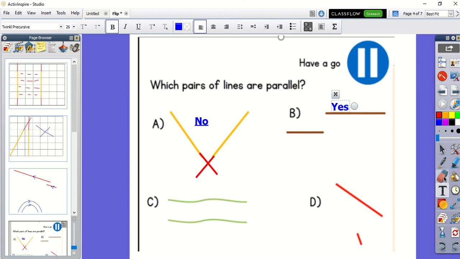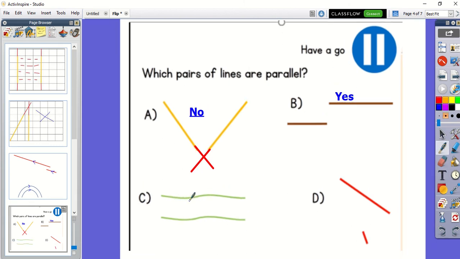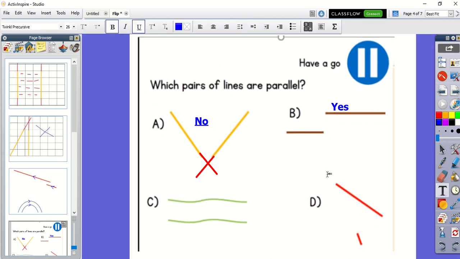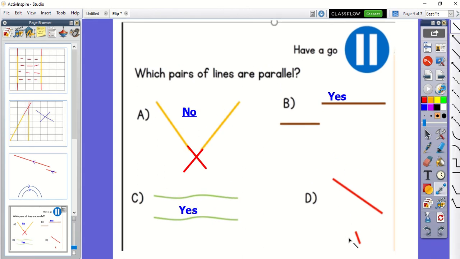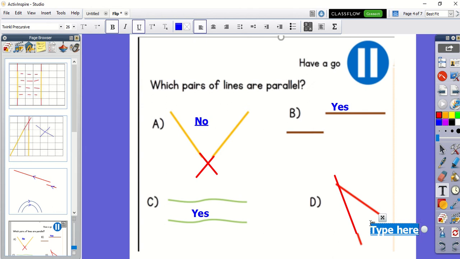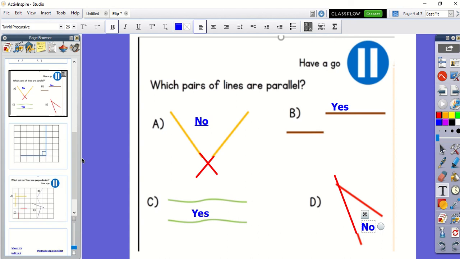C is a bit wiggly, but it's always maintaining same distance from each other. So those lines will not touch. So no. Sorry. Yes, they are parallel. And then D, oh dear, if I carried D on, go straight through it. So no. D is not parallel. Well done if you got both of those correct.